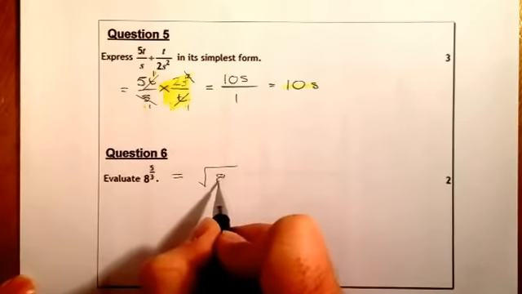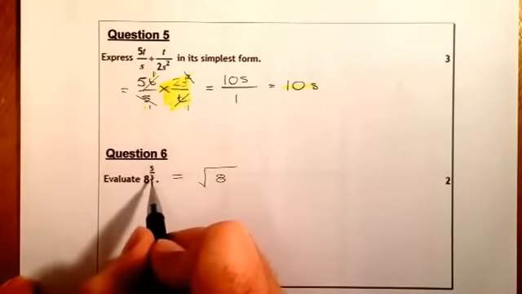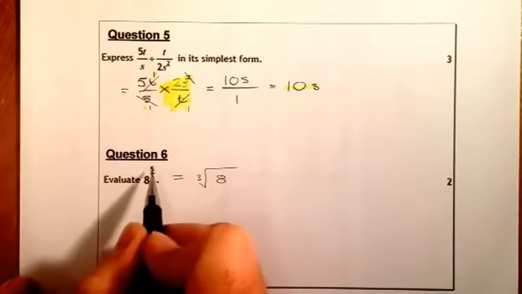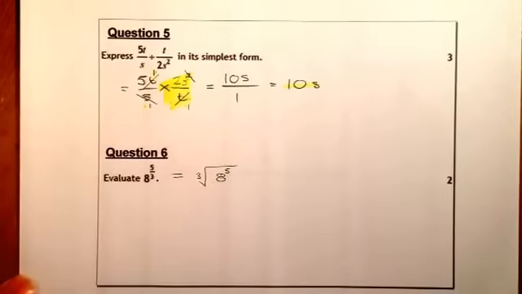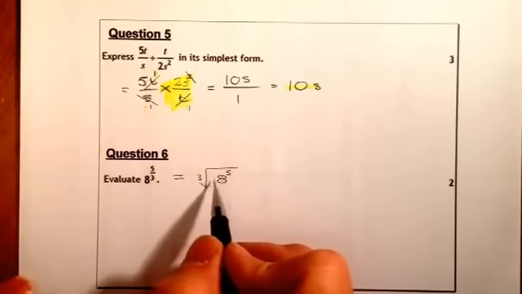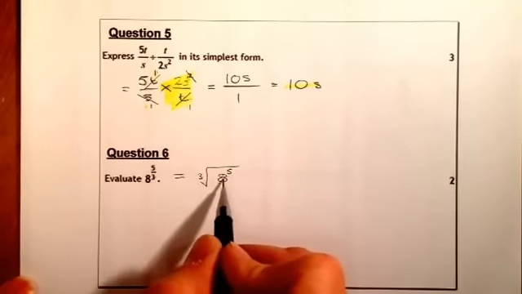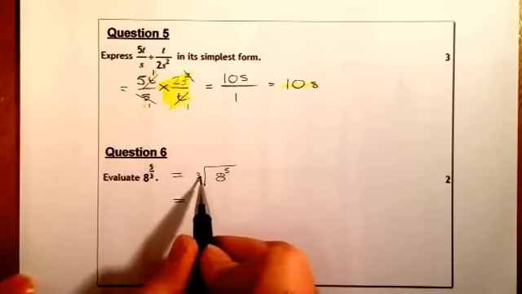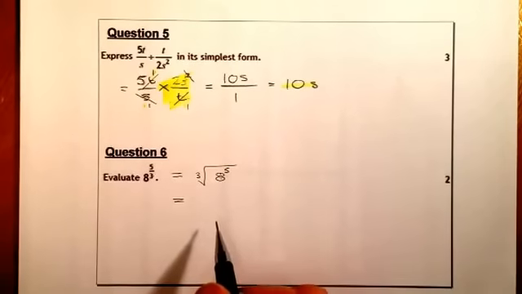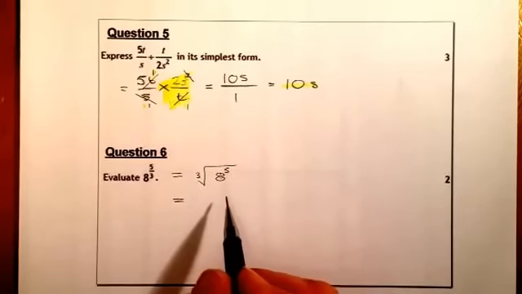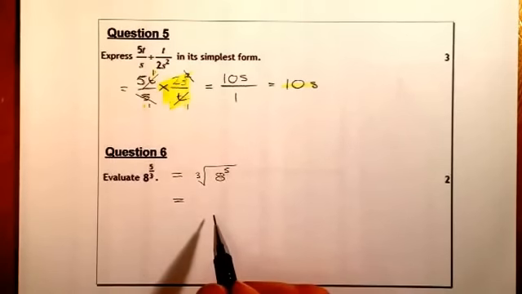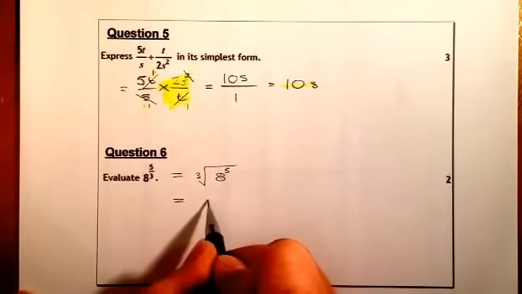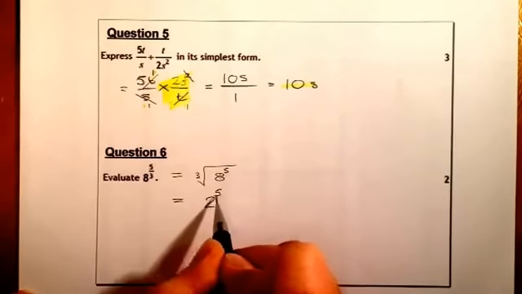I'm going to put my 8 inside the root sign. It's a cubed root, so it's going to be a 3 there, and the power is going to be a 5. So it's 8 to the power of 5, and then it will be the cube root of that. Now, the easiest way to evaluate or work this out would be to take the cube root of the 8 first, and then put it to the power of 5. So the cube root of 8, so which number times itself will give me 8. So 2 times 2 times 2 gives me 8, so that will be 2 to the power of 5.